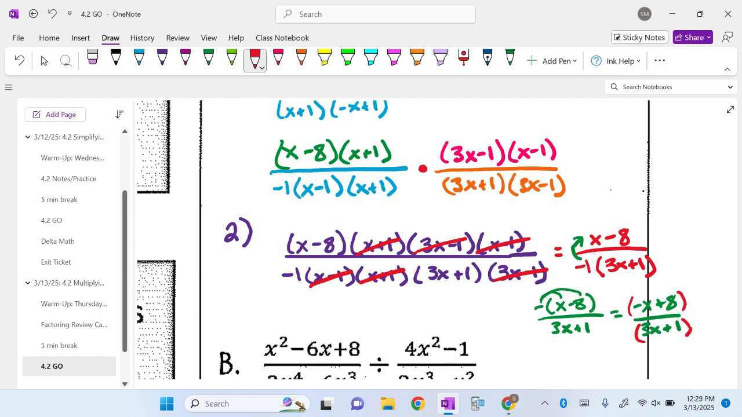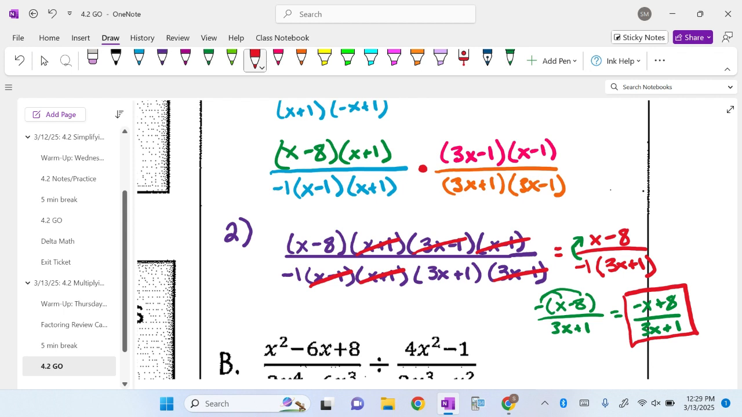The reason that we can essentially delete all of these guys up here is because they're being multiplied to each other. So we can cross out whole factors because they're being multiplied to each other. But once we get to here where they're just being added to each other, we can't do anything else. So this is our answer. Our answer is negative x plus 8 over 3x plus 1. Any questions on that one?